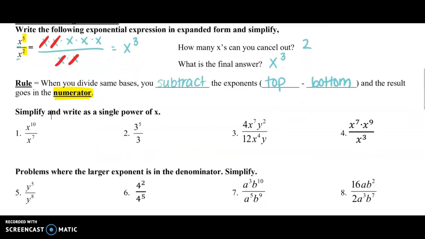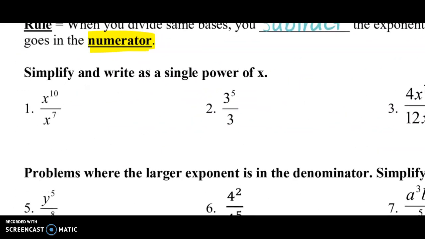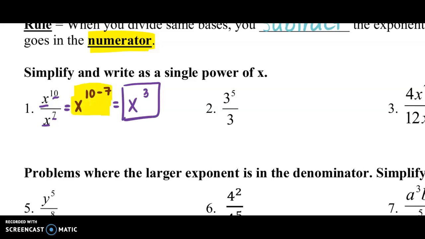Okay, so we're going to simplify and write these as a single power. So if we look at number 1, and as you get used to this, you won't have to do all the steps I'm doing, but in the beginning, I think it's not a bad idea to write some of that out. So x to the 10th over x to the 7th, same base, so I'm going to subtract my exponents. So x to the 10 minus 7. Remember, it always comes to the numerator when we do this. So 10 minus 7 is 3, so my answer is x to the third. Obviously, the more comfortable we get with doing this step that I just highlighted, you wouldn't have to write it. You would just do the subtraction.